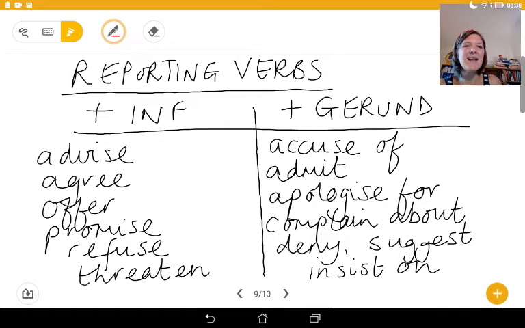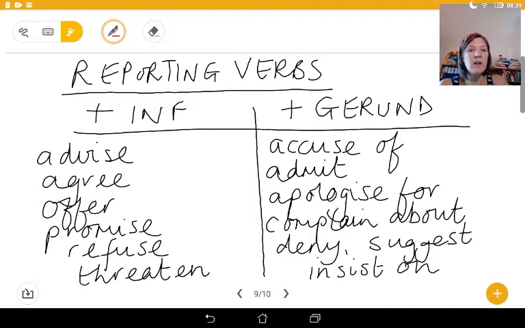So here you would have, "She threatened to kill my rabbit." And in the other column, the gerund that you can see. Accuse, first of all: you accuse somebody of doing something. So, "She accused me of stealing her pencil case." Using the same situation, "She admitted stealing my pencil case."